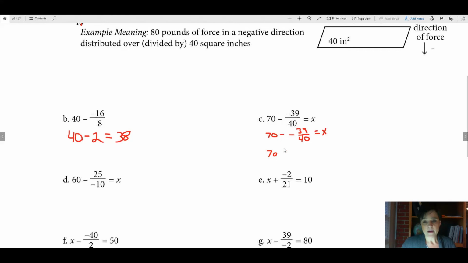We're going to change this to a plus. Take the opposite of this, which is positive 39 40ths, which equals X. Okay, so then what we do is we add these together. So 70 plus 39 40ths gives you 70 and 39 40ths, and that equals X.